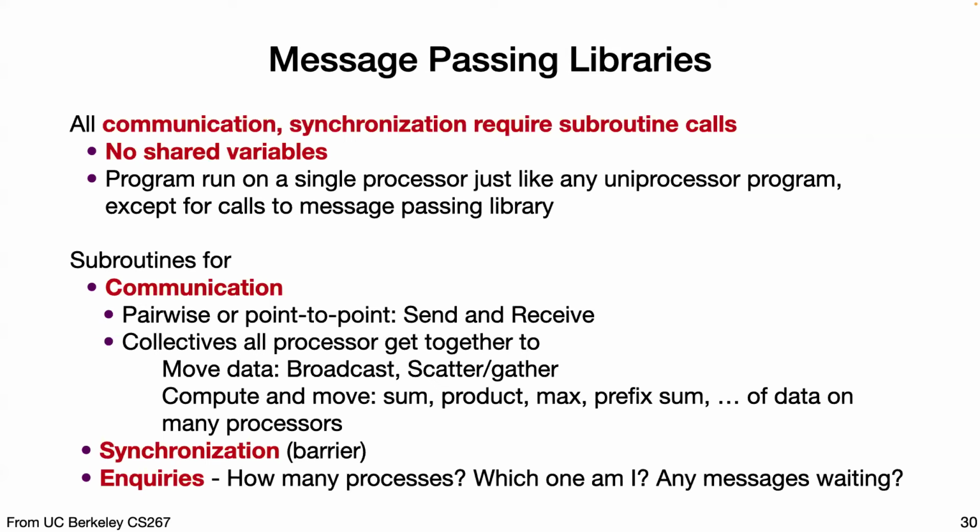There are subroutines for communication. The basic ones are point-to-point communication, which are send and receive. So you send from somewhere to somewhere else. And then there are collectives, where all processors do something, like broadcast and gather. Broadcast would be where you define a source, and then that sends some data to everybody else. Gather, which we'll talk about. And then you can do compute, like sum, product, reduce, and so on.